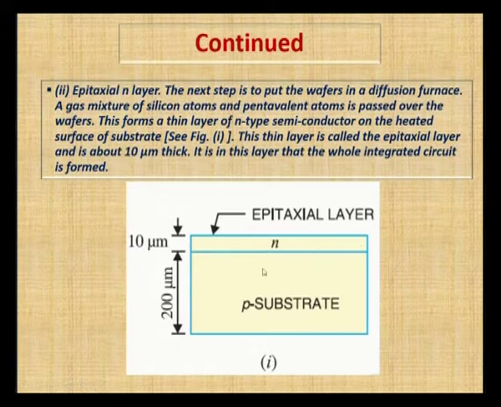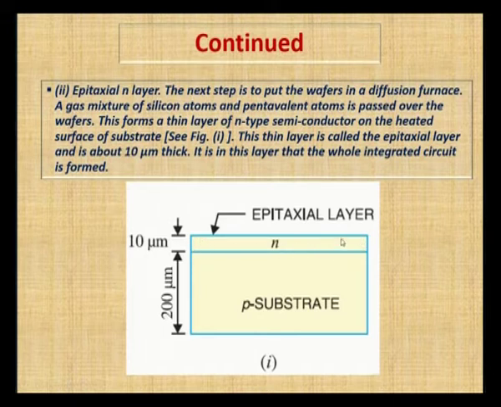This is the P substrate we already got. On top of it, an N type layer is formed, called the epitaxial layer. This epitaxial layer is formed when a gas mixture of silicon atoms and pentavalent atoms is passed over the P substrate, and an N type material is formed.